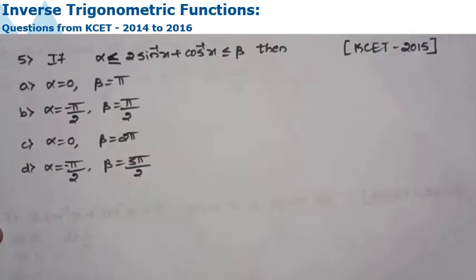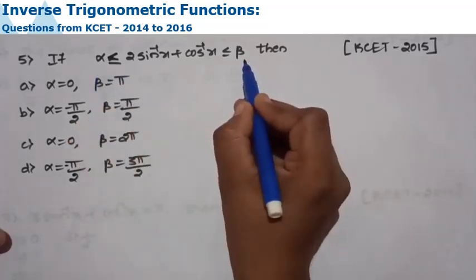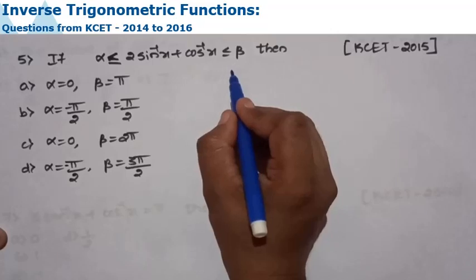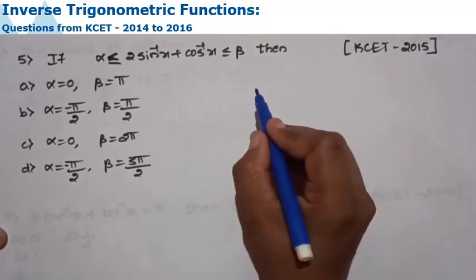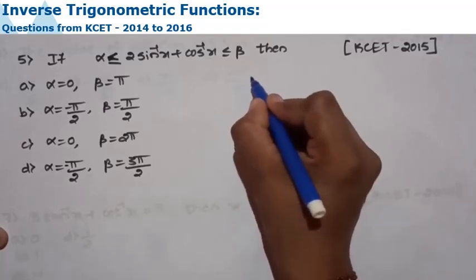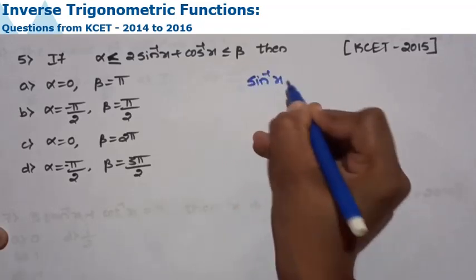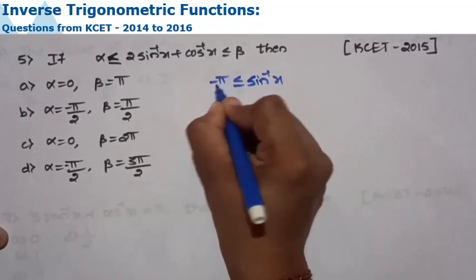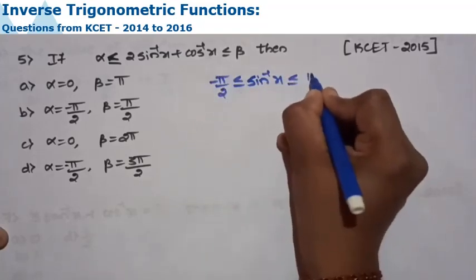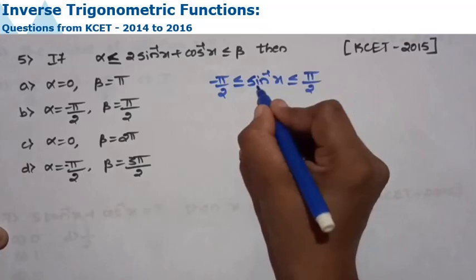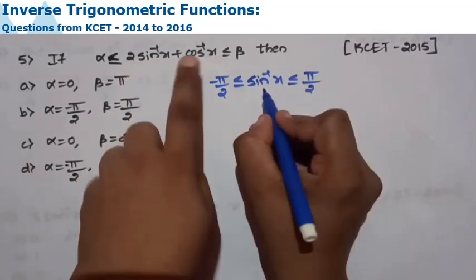So now we have the fifth question. If alpha is less than or equal to 2 sin inverse x plus cos inverse x, which is less than or equal to beta, then which of the following options is correct? We should find the alpha value and beta value. We know that the principal value of sin inverse x lies in the closed interval minus pi by 2 to plus pi by 2. Therefore sin inverse x always lies from minus pi by 2 to plus pi by 2.